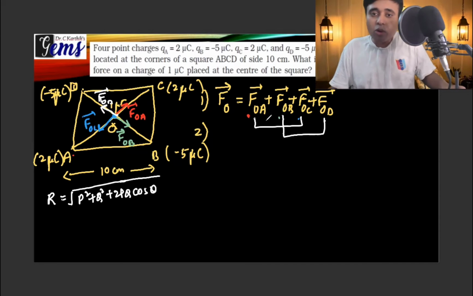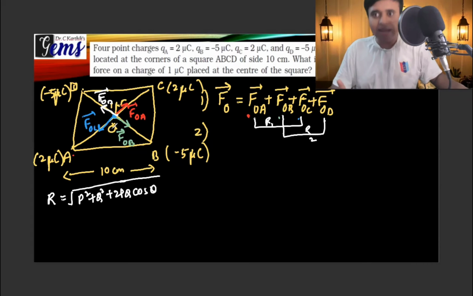So for these FOA and FOC, let me write this as resultant vector R1. And for these two, I'm going to get one more vector, that is R2. Okay. Now when you see FOA and FOC, are they in the same line? Yes, they are in the same line. But are they in the same direction? No, they are in opposite direction. That means the angle between them, the theta here, is 180 degrees.